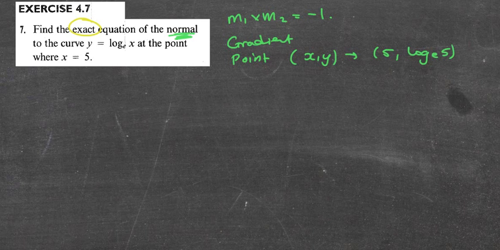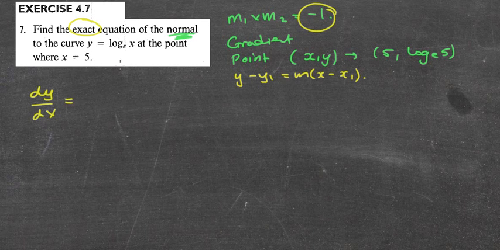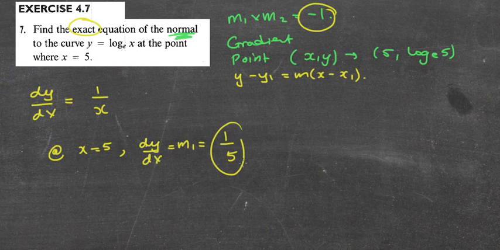Okay, so all I need is my gradient, because once I've got my gradient, we're going to simply put it back into y minus y1 equals m times x minus x1. Remembering that the gradient will be of the normal, not of the tangent. Okay, so dy/dx. Again, it's just log e x, so it's no dramas, it's just 1 on x. We've been doing that. They might be a bit more challenging, but often not. Okay, so at the particular point we're looking at, x equals 5, my dy/dx, or my m1, I'm going to call it, is 1 over 5.